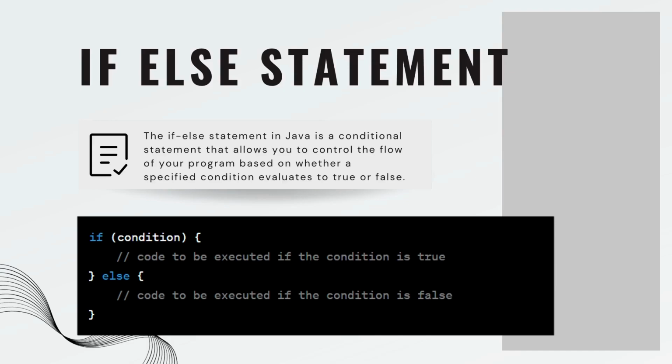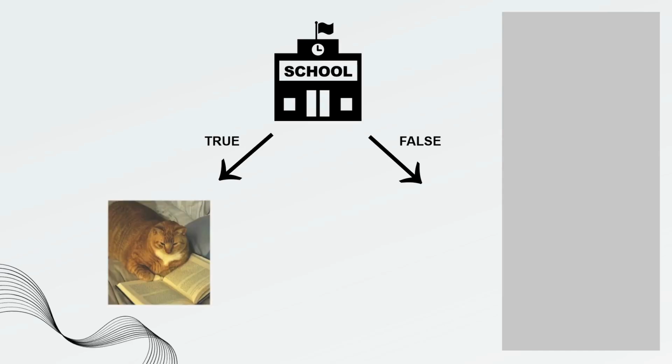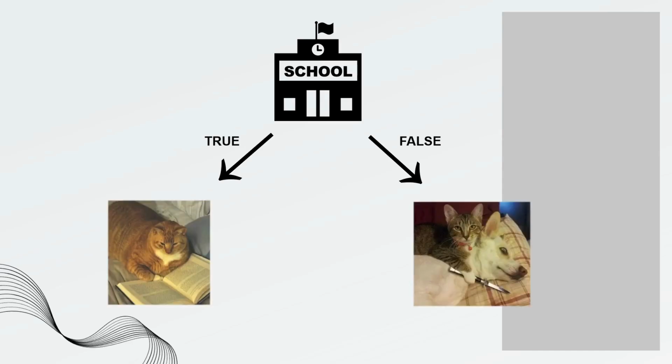Else keyword. This part is optional. If the condition specified in the if statement is false, the code inside the else block will be executed. For better understanding the working of if-else statement, let's take an example. Suppose, if you have a choice to either go to school or leave school, which are represented by true and false here respectively, then you would either become a good cat with education or a bad thug cat. To represent these choices in programming languages, we use conditional statements like if-else.